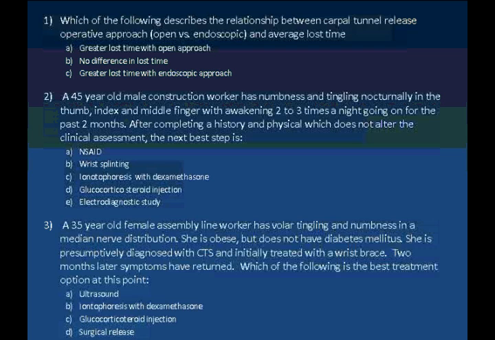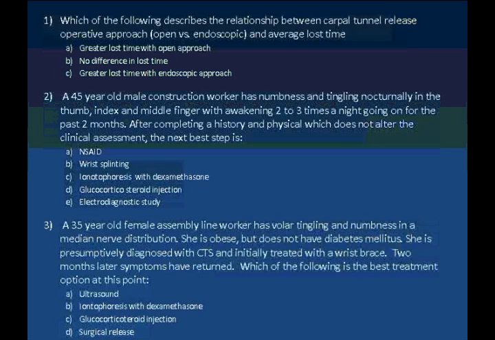Probably electrodiagnostic testing would be the reasonable next step, because we talked about the fact that if you do the steroid injection before the test, you may alter the results. It's not uncommon that these patients have been seen by their primary care physician and they've had the steroid injection before you do the test. Question 3.